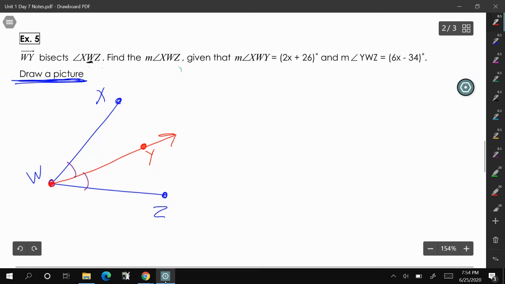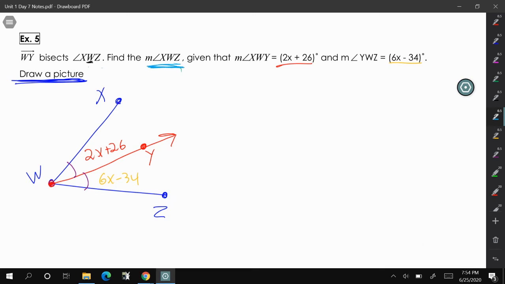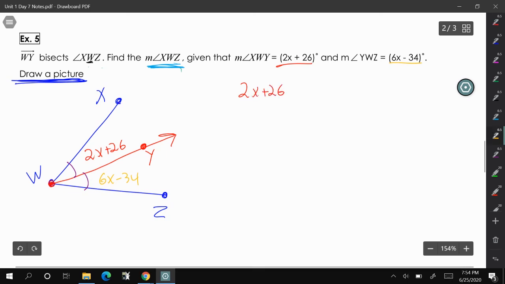It says the measure of XWY is 2x plus 26. And the measure of angle YWZ is 6x minus 34. We are asked to find the measure of XWZ, the whole angle. So then we're going to have to set these two angles equal to each other because we know they are equal. So 2x plus 26 is equal to 6x minus 34.